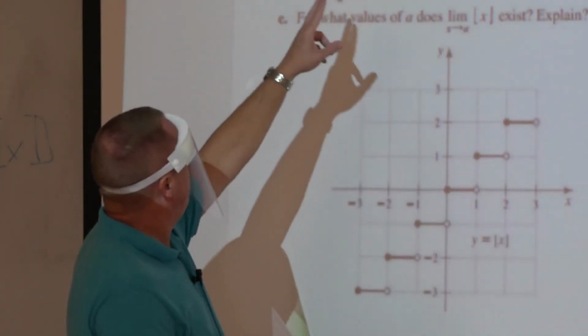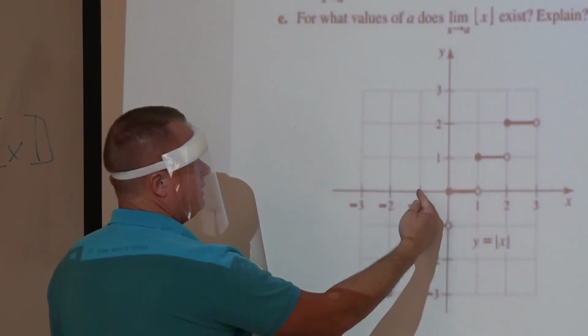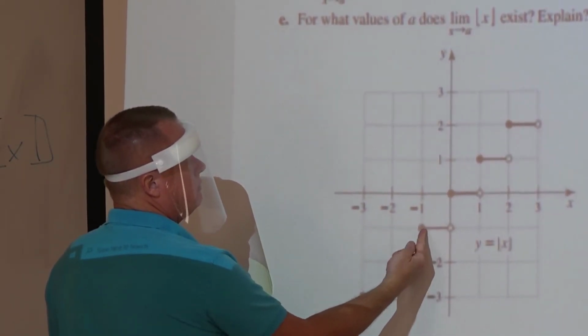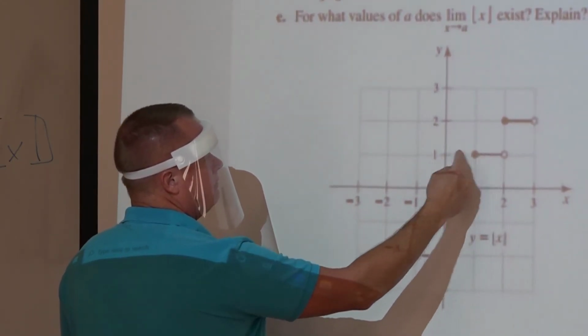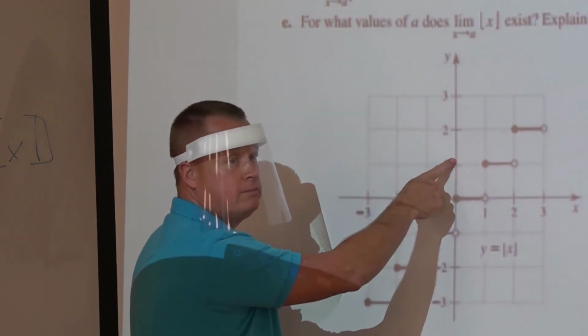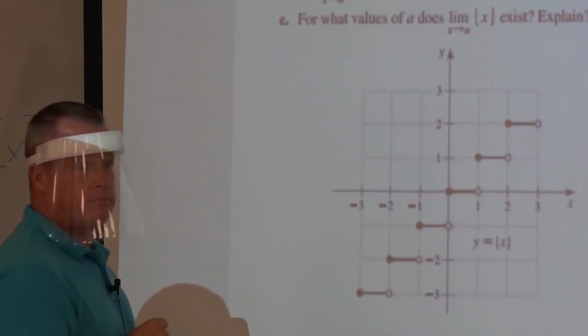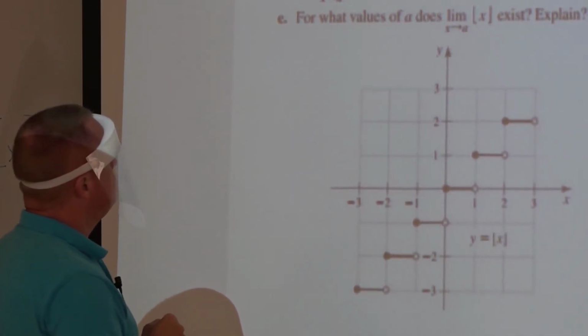As I approach -1 from the right, the limit's -1. As I approach 1 from the right, it's approaching 1. So the limit as x approaches a from the right would just be a. Questions about that?